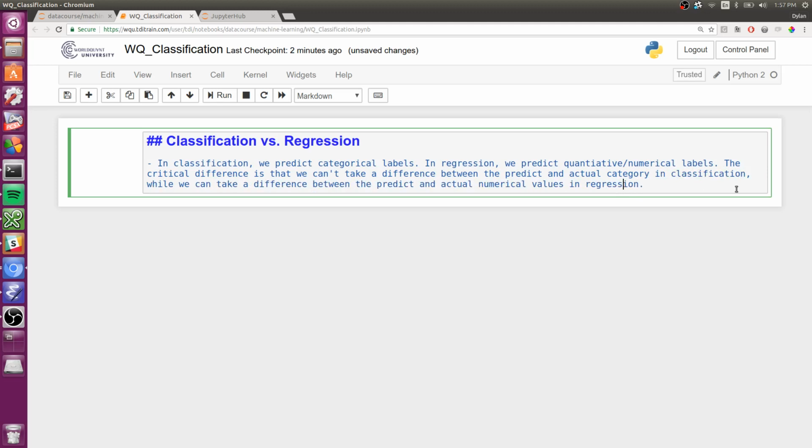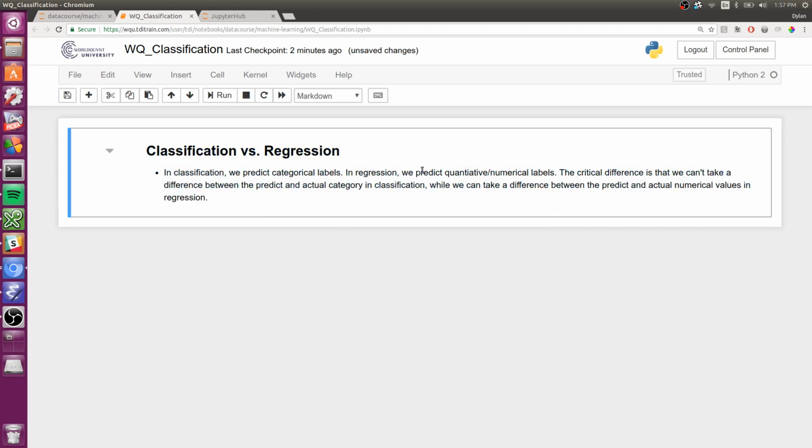So, what I'm saying here is when we are looking at a regression problem where we predict some quantitative label, we can take a difference between what we predict and what the actual truth is. We can calculate a quantitative error. When we are predicting a category, we can't take a difference between categories.